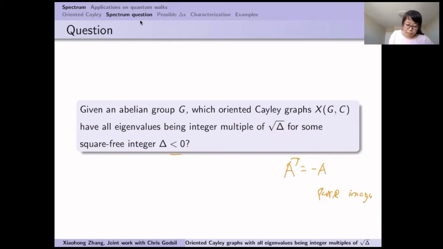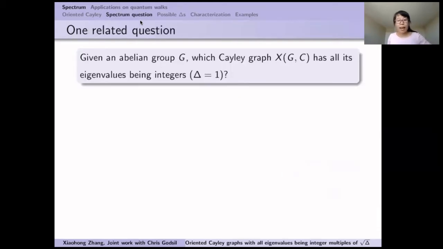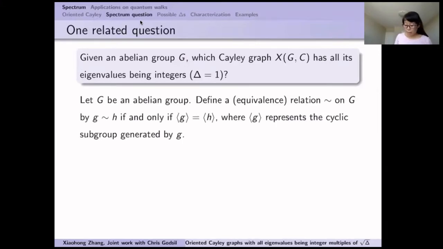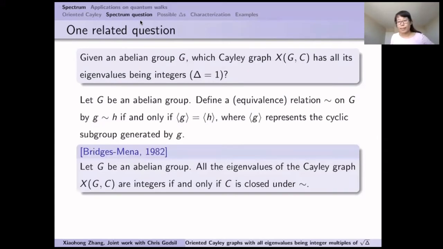So this question has its history. If we consider unoriented, just consider Cayley graphs and let delta equal 1, we are asking which Cayley graph has all its eigenvalues being integers. To answer this question, we needed to define an equivalence relation on this group G. Two group elements G and H are equivalent if and only if they generate the same cyclic subgroup. And Bridges and Mena answered this question in 1982.